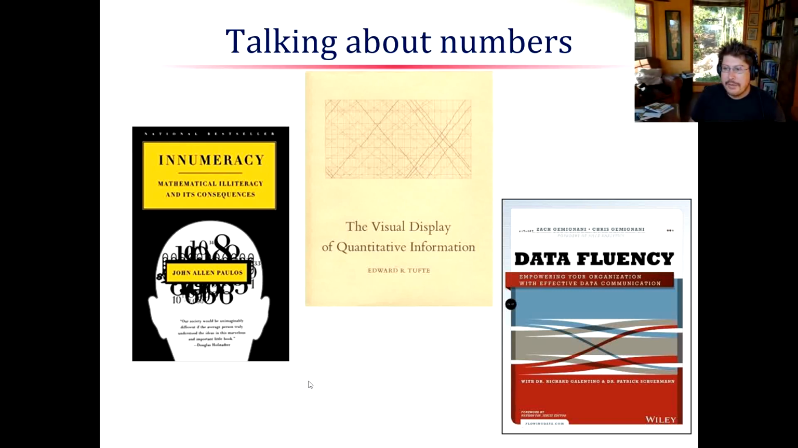The Visual Display of Quantitative Information is a book about how to make plots and how to make them informative and beautiful. There's a lot of information about that on the internet. And then this book, Data Fluency, is really about how to communicate and create organizations and think about data-driven decision-making in groups, specifically in companies. There are a lot of other good books on this topic, and it's worth studying and thinking carefully about, especially if you want to be on the side of data science where you are helping people make decisions.